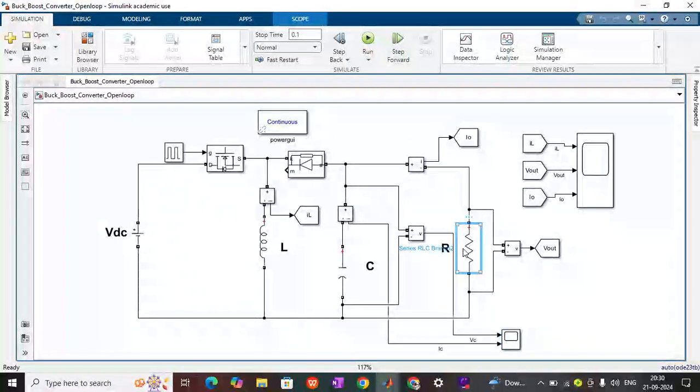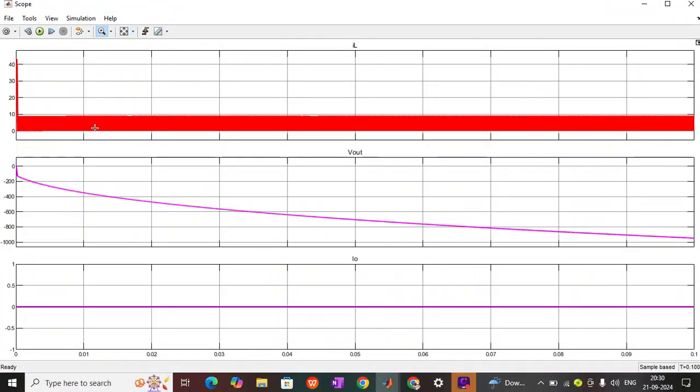Now I will remove the load, and after removing the load, let us see what the effect is. Now I am running the simulation, just see the magic. I have already told you that IL and I naught will be almost the same. When I simulate it, you will find that V naught keeps on decreasing, decreasing. If it is inverting, then it keeps on increasing in magnitude, right? Output current is zero.